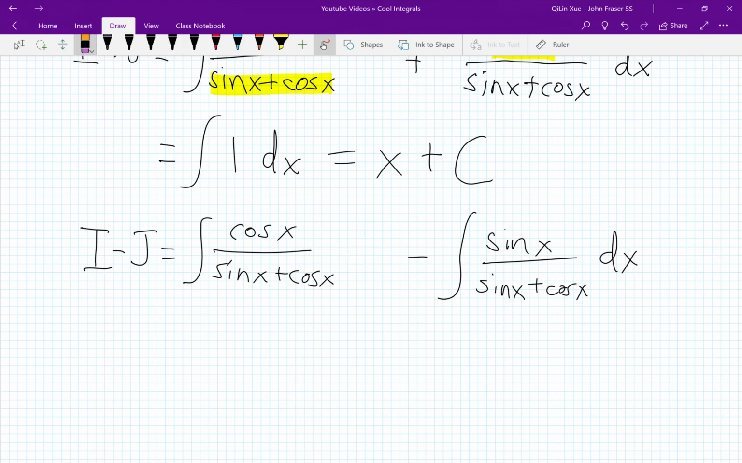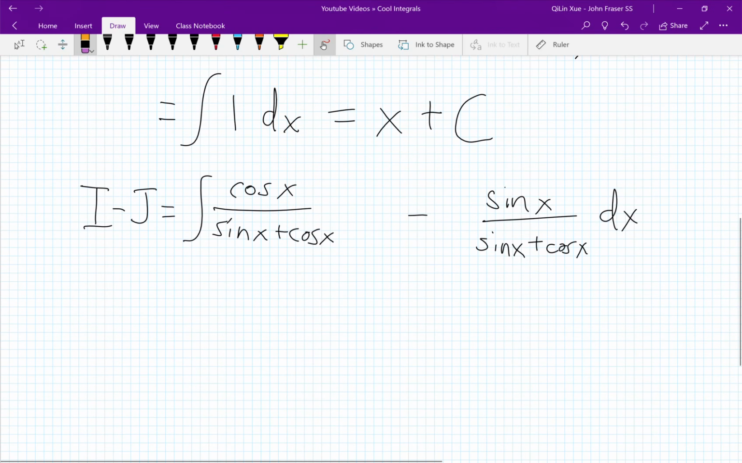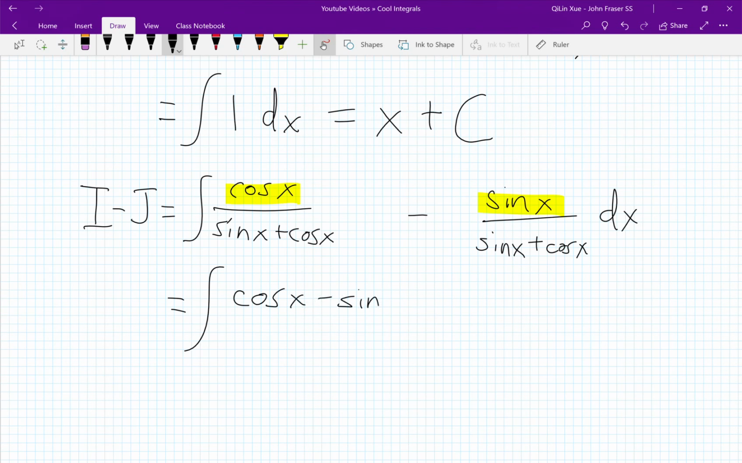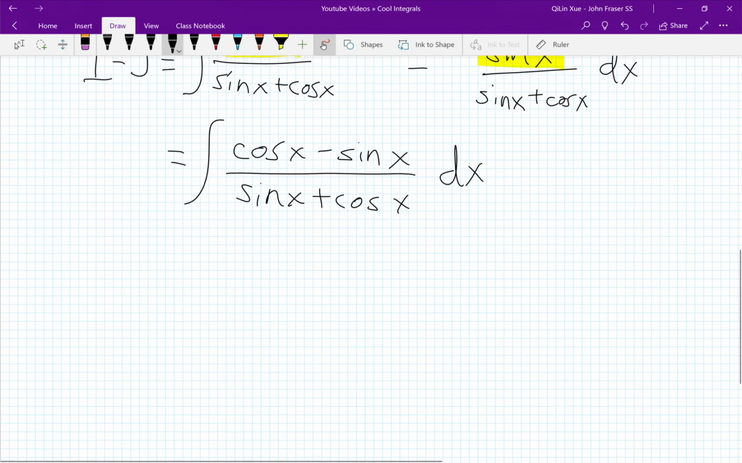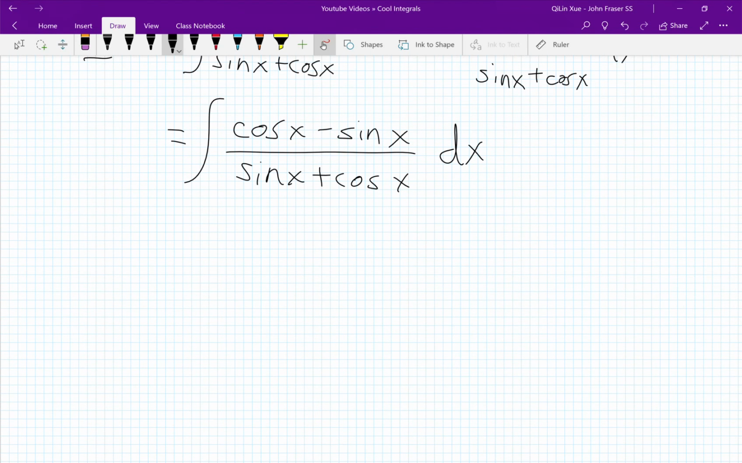So let's simplify this, and we can see that the numerator would be cosine of x minus sine of x, and the denominator will always be the same, sine of x plus cosine of x, dx. And we can solve this integral really easily with a u substitution.